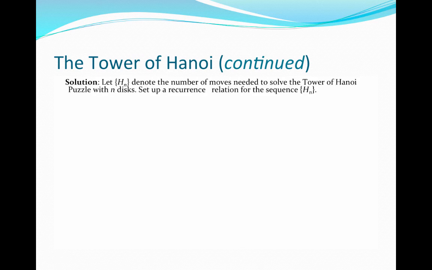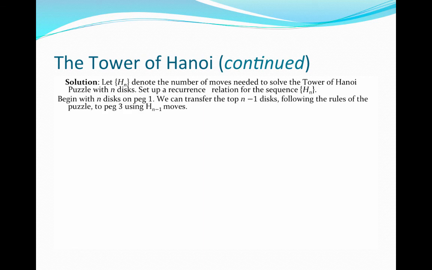We're going to let the sequence h sub n denote the number of moves needed to solve the Tower of Hanoi puzzle with n discs. And then we're going to set up a recurrence relation for this sequence h sub n, and then use the methods that we developed in section 2.4 to solve this recurrence relation, and hence give us the total number of moves. So each h sub n will stand for the total number of moves needed to solve the Tower of Hanoi puzzle, and we'll get a sequence. So depending on the number of discs, we have a value for every n.